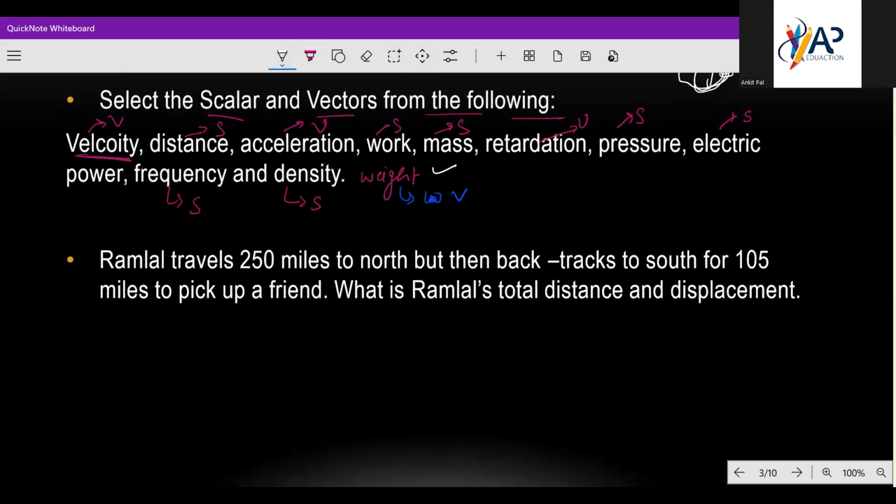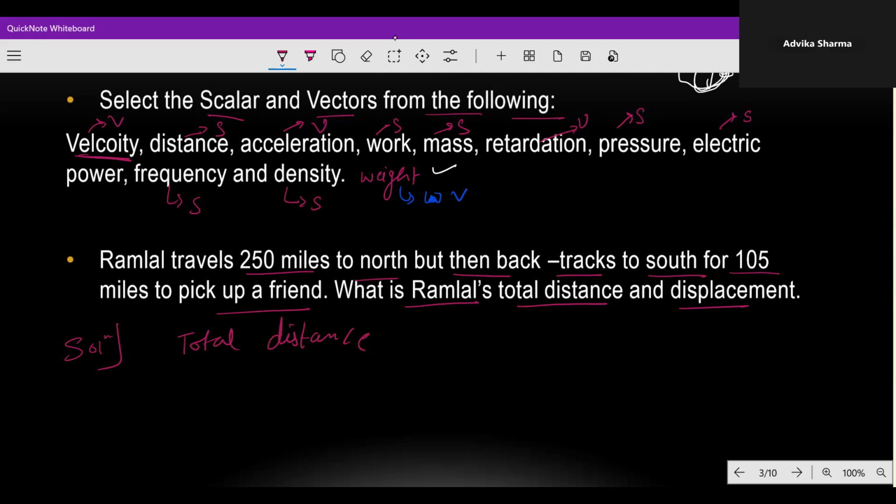Solve this question. Ramlal traveled 250 miles north, but then backtracks south for 105 miles to pick up a friend. What is Ramlal's total distance and displacement? Total distance is 145 miles, and displacement is also 145. Both of them are 145.